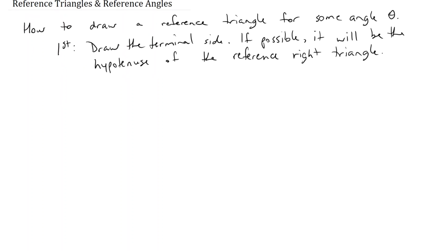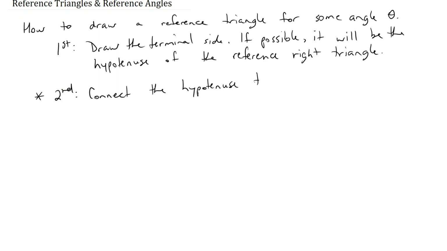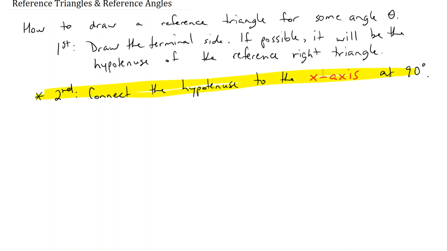Then, and this is the key, this is what everybody forgets, connect the hypotenuse to the x-axis at 90 degrees, okay? And that'll be it. So we'll sort of run through this, make sure you connect to the x-axis at 90 degrees. We'll do some examples here, okay?